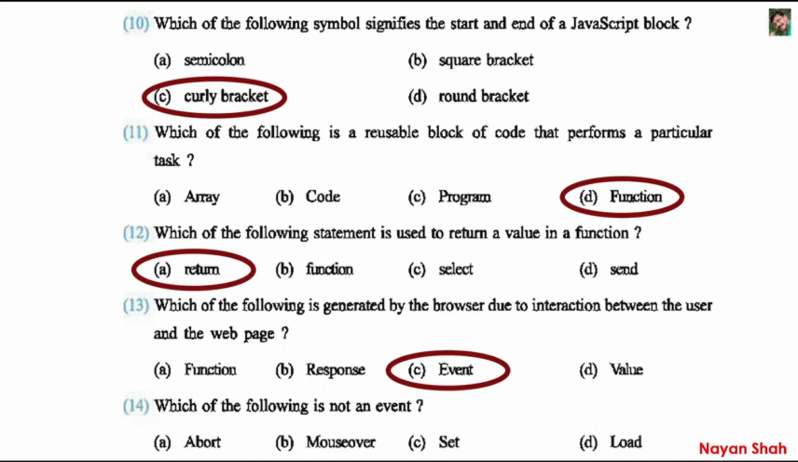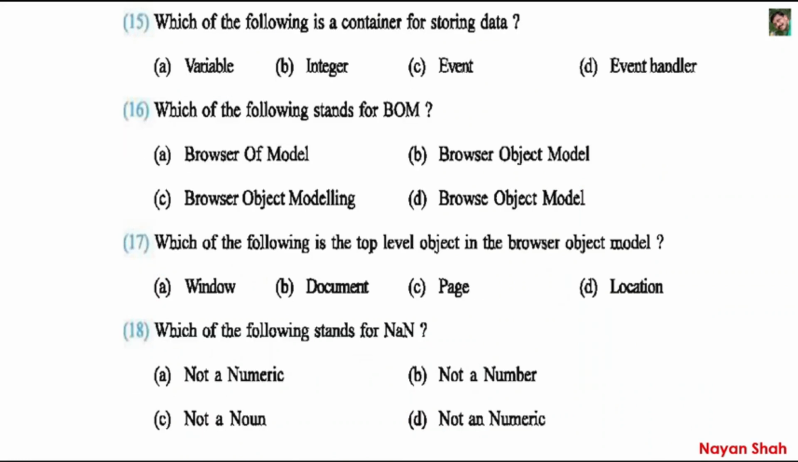14th question, number 14. Which of the following is not an event? So we have seen so many events in chapter 2. About event, mouse over event, mouse out event, click event, load event, submit event. Many events we have seen, blur event, focus event. But we have not seen any event like set event. So set is the correct answer, that set is not a JavaScript event. Otherwise abort, mouse over and load are the events of JavaScript. So that is what MCQ for chapter 2.